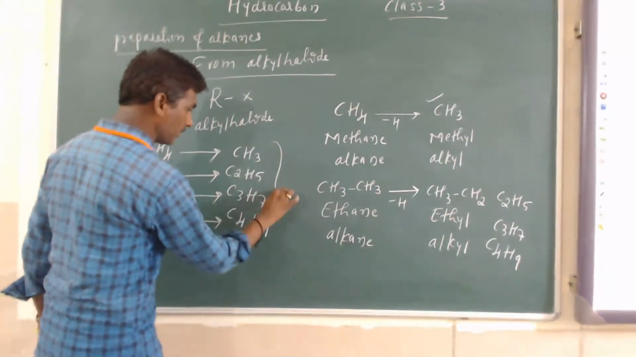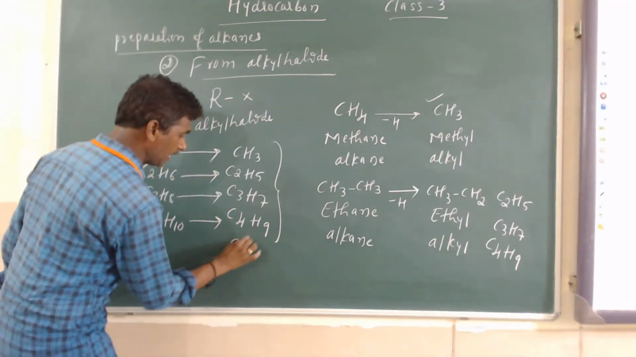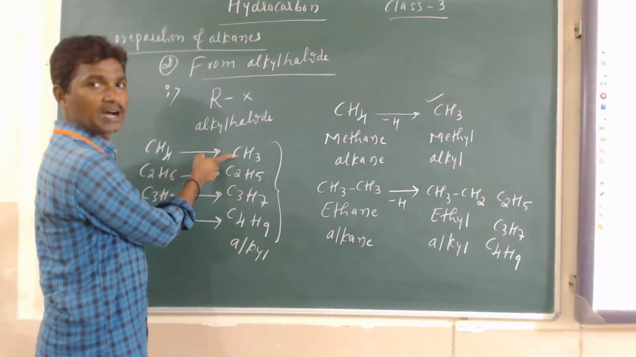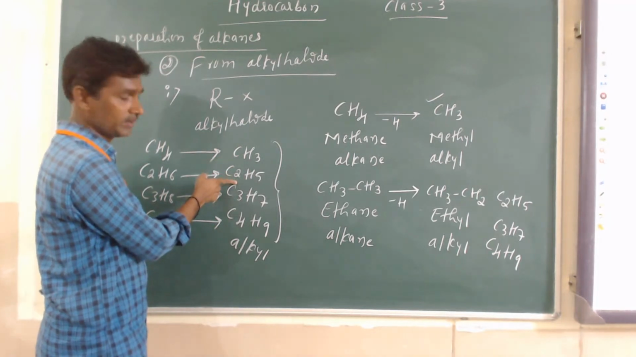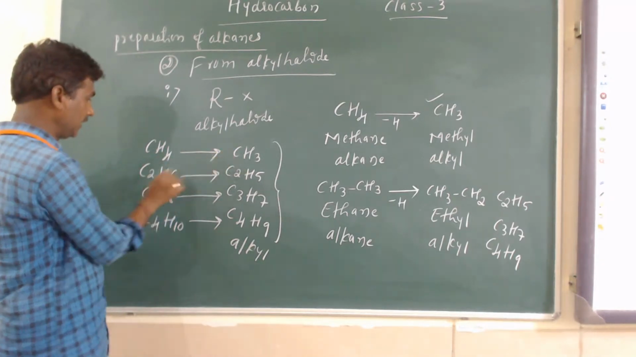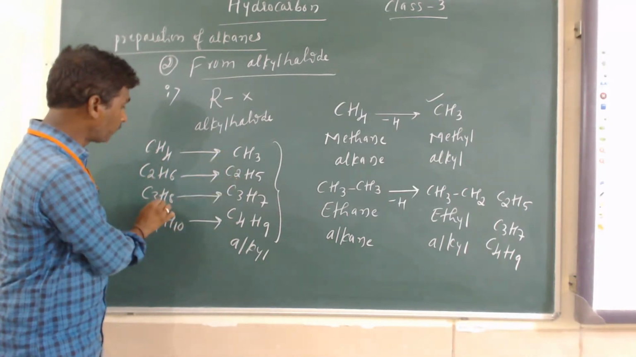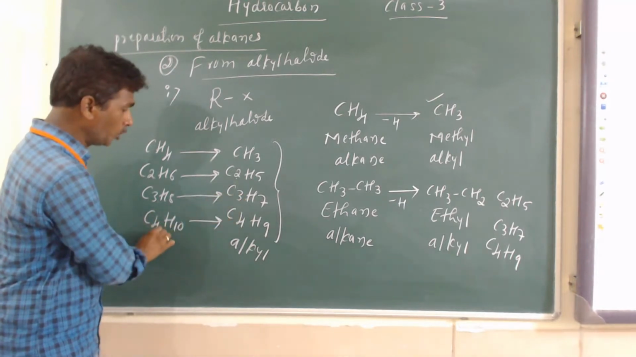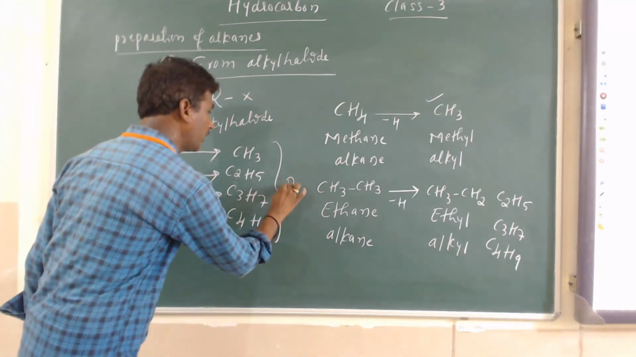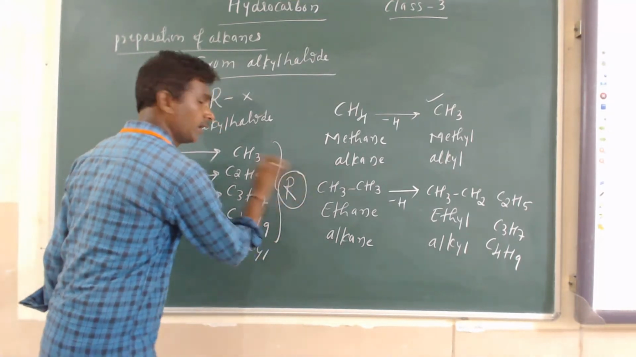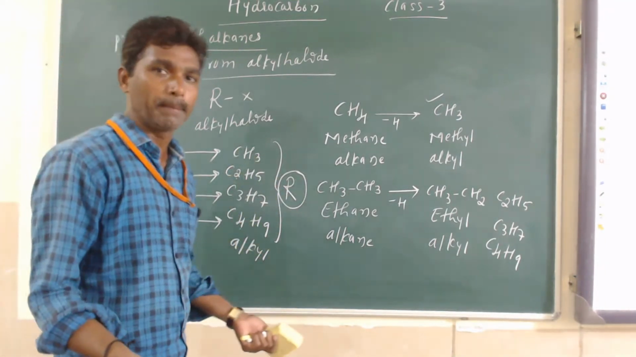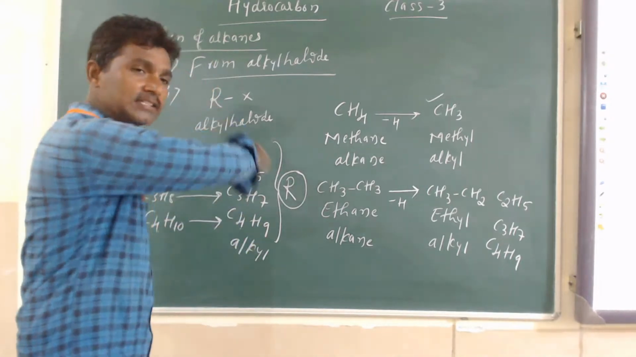So these are nothing but alkyls. What are the names of alkyl? Methyl, ethyl, propyl, butyl. Methane, methyl. Ethane, ethyl. Propane, propyl. Butane, butyl. So these are called alkyl groups. This alkyl group is denoted by R.